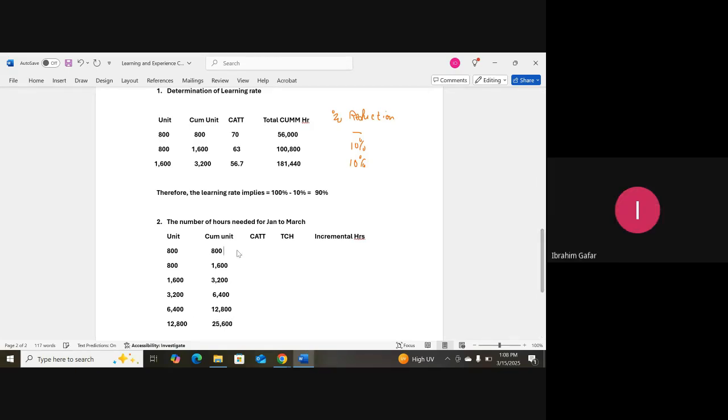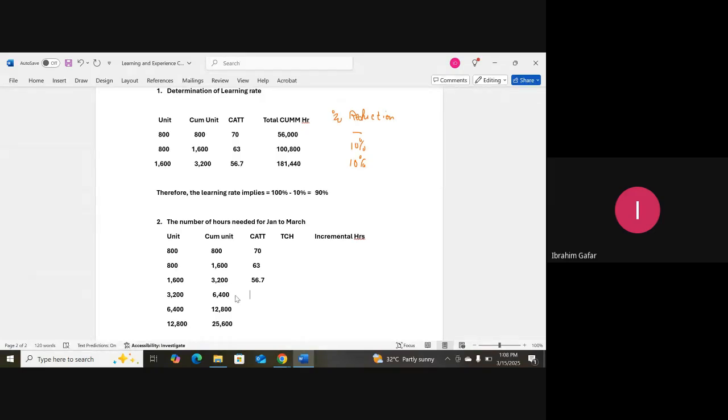Then our cards, we've already calculated them here. It means that the average time used in the first batch is 70, followed by 63, followed by 56.7. I think you understand it now, because you already got your learning curve to be 90%.